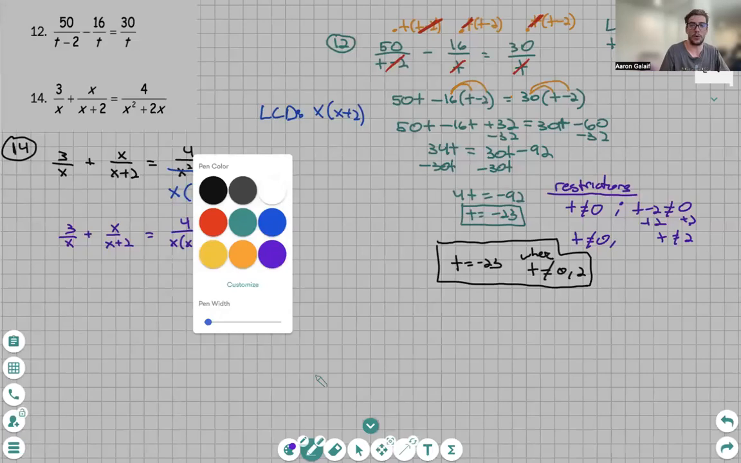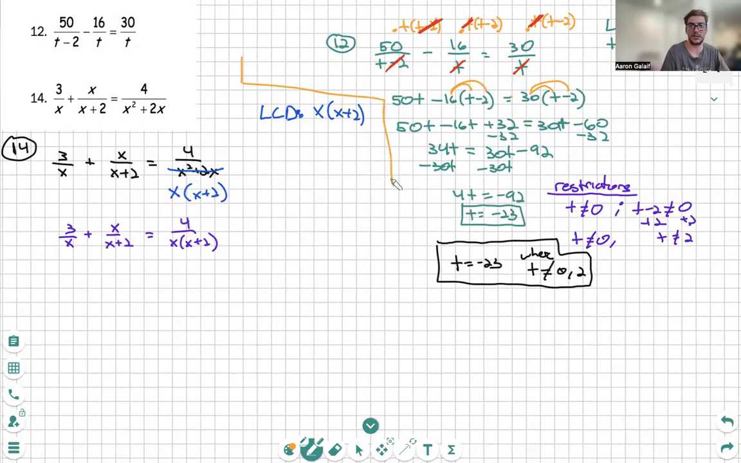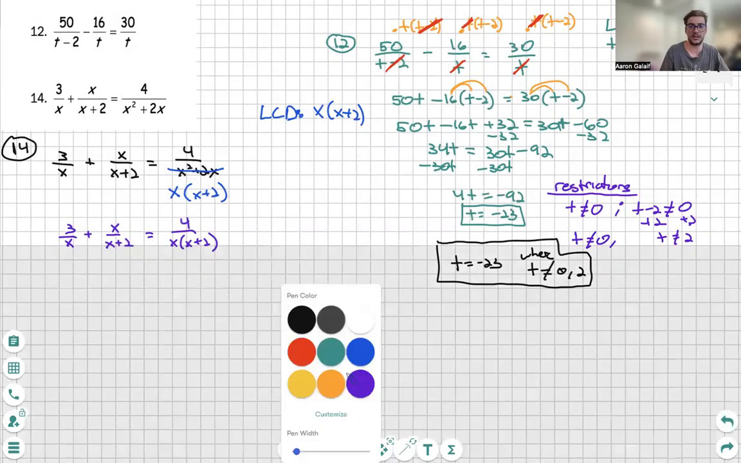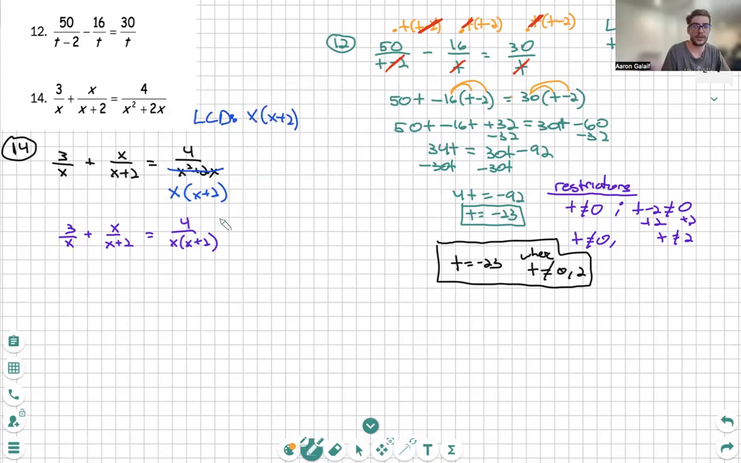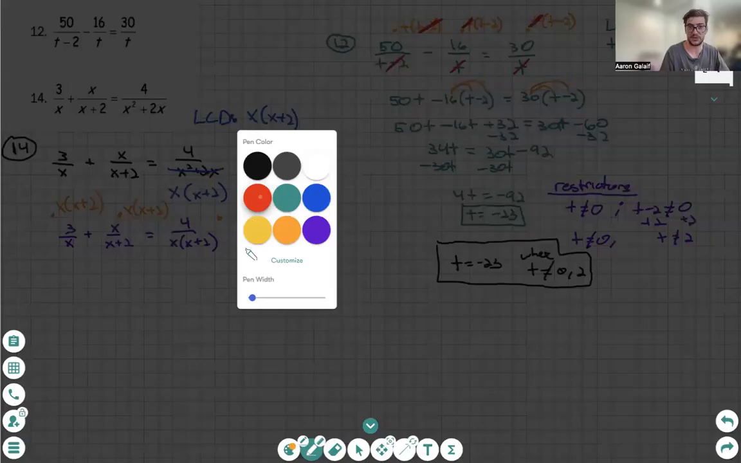We will now multiply. Let's make sure this goes here. It's kind of ugly. Let's just bring it here. Kind of ugly again. Sorry. And boom, that's better. So we are now going to multiply every term by that least common denominator. And then we will cancel what we can cancel.